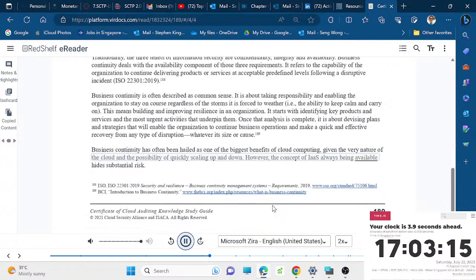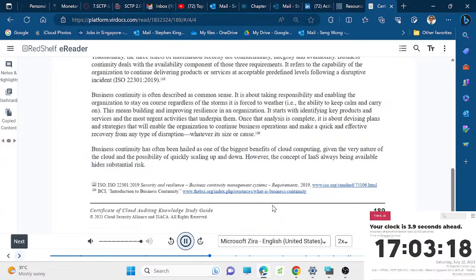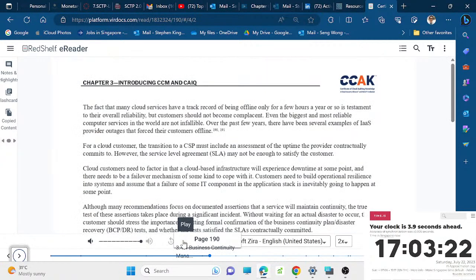However, the concept of IaaS always being available hides substantial risk. ISO 22301:2019 Security and Resilience. The fact that many cloud services have a track record of being offline only for a few hours a year or so is testament to their overall reliability, but customers should not become complacent. Even the biggest and most reliable computer services in the world are not infallible. Over the past few years, there have been several examples of IaaS provider outages that forced their customers offline.